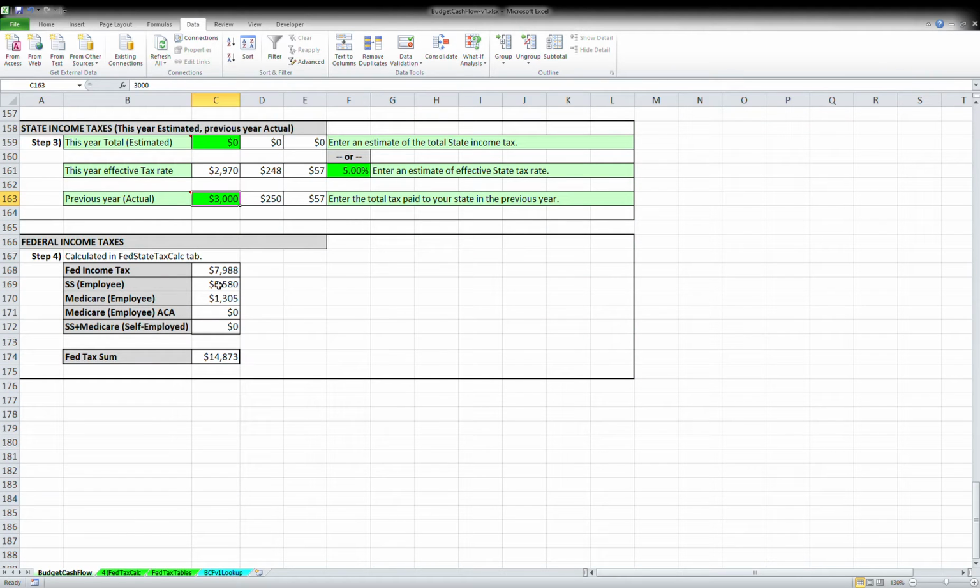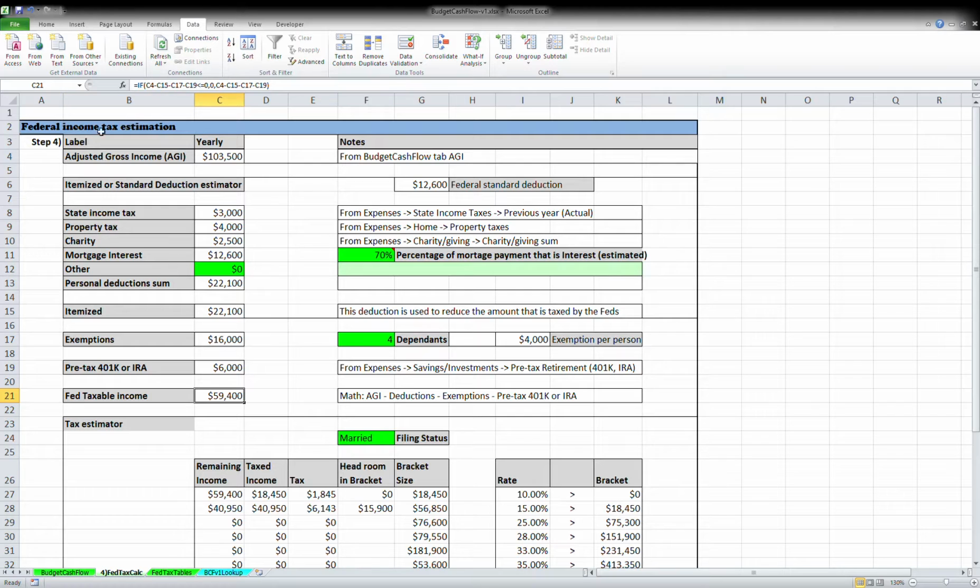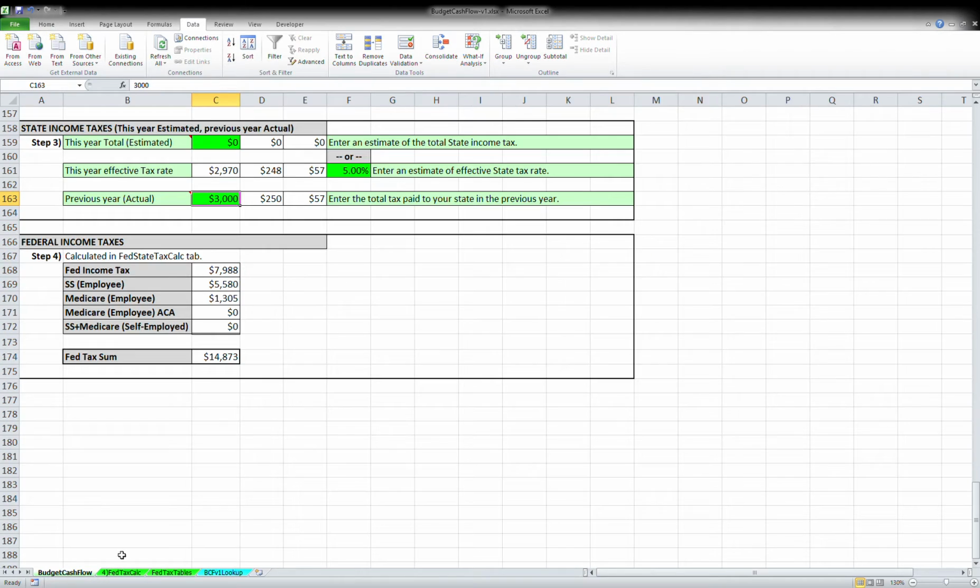And then federal taxes, you notice this is all gray, which is just for your information. And all this information actually comes from this tab. So this is step 4, this special federal income tax estimator. It really is a fairly easy form, given that a lot of the other pieces you put in are the raw information that is then drawn forward, like here, that state income tax you see there clearly comes from this state income tax right here, this previous year's state income tax.